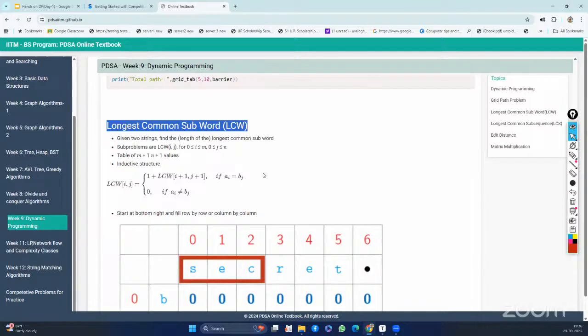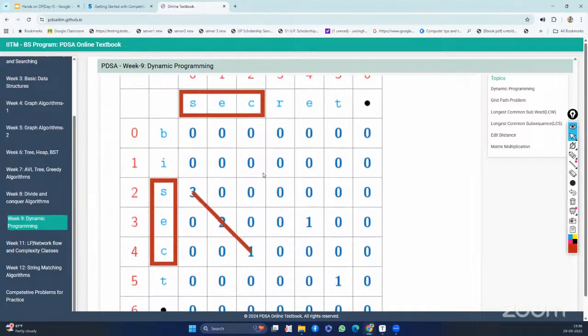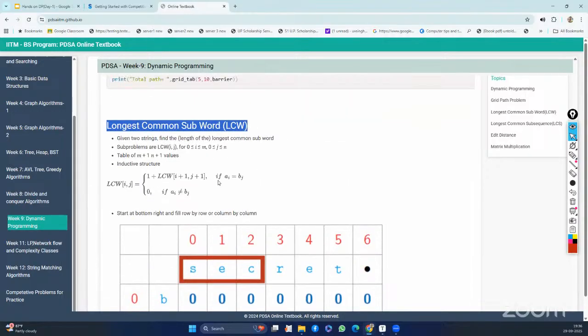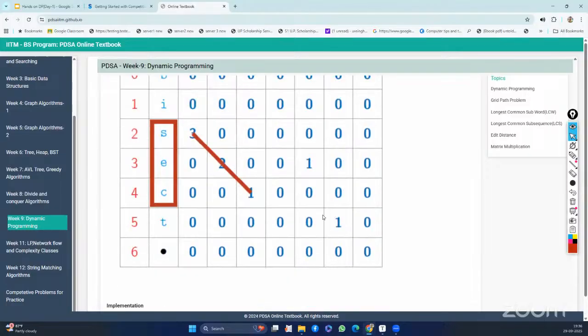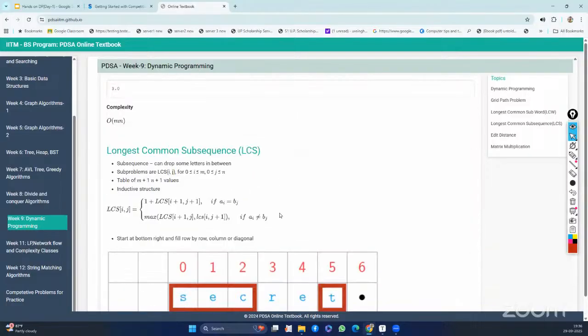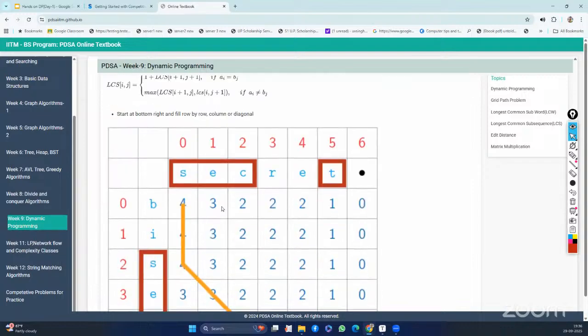If you are given two words and you want to figure out the common word, where a word means a continuous sequence in two strings, what is the longest common continuous sequence in two strings? So how can you do this? We can use this inductive structure to fill this matrix and get the solution. And after that, you can see the longest common subsequence, where characters can be skipped. So what is the longest common subsequence?